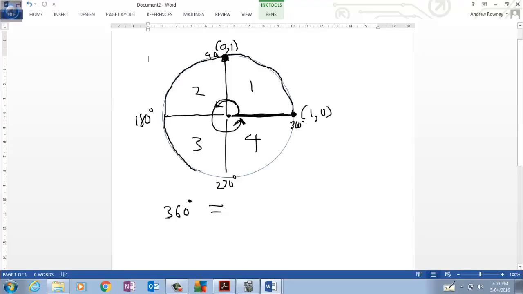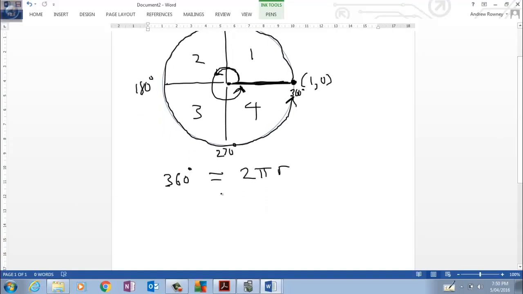Now if you can remember from previous years, the circumference of a circle is 2 pi r, and that's the definition of a radian, is that 360 degrees is equal to 2 pi radians. Now 2 pi r is the distance around the outside. If you take the r out and make it radians, then it's independent of the size of the circle. No matter what the radius is, it's always going to be 2 pi radians around the outside.